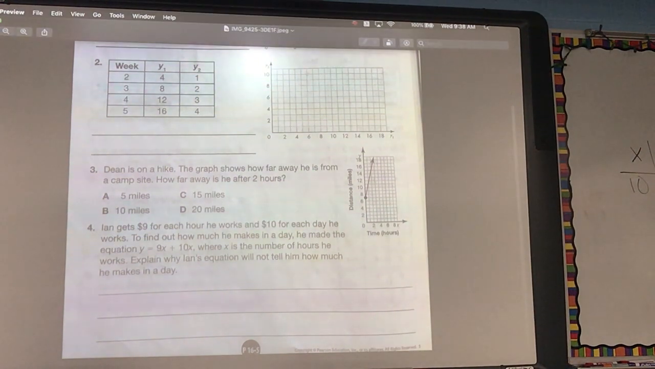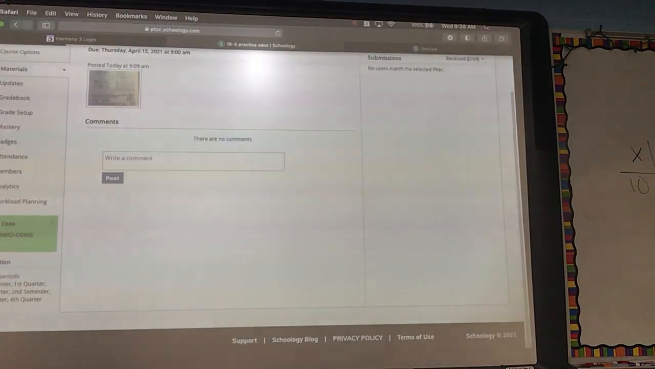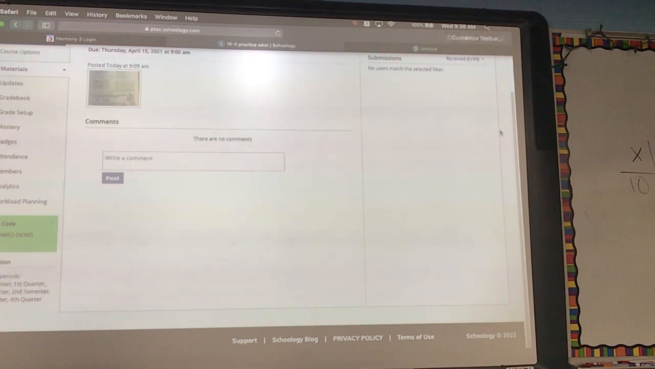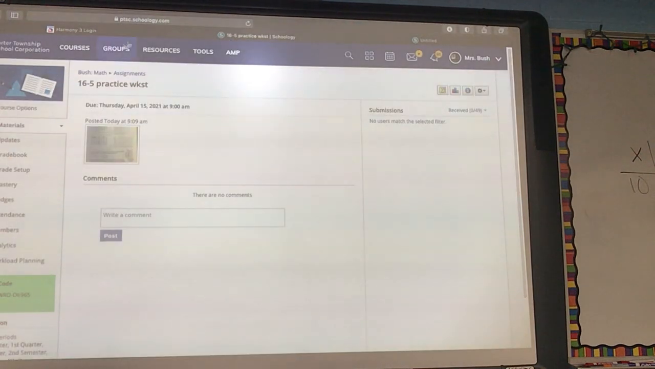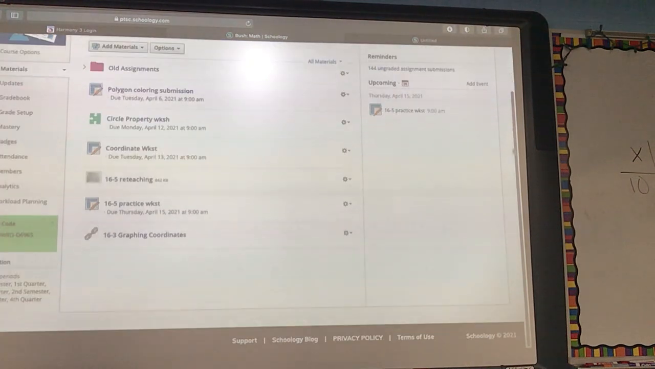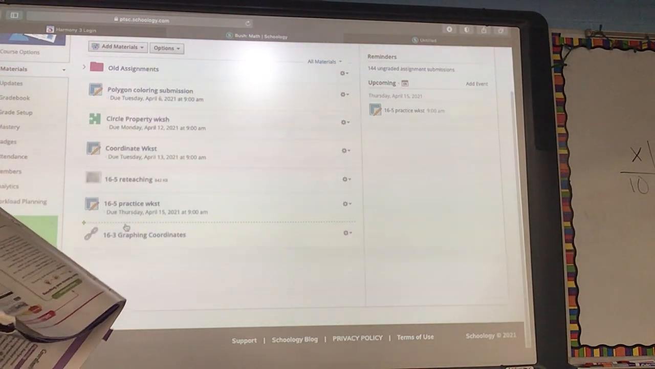Before you start on this worksheet, if you go to Schoology, you have a short video to watch. It is 3 minutes long. First, watch this 3-minute video. Then you have your homework. It's called 16-3 Graphing Coordinates, on the bottom. All right. If there are no questions, ladies and gentlemen, you have some work time.